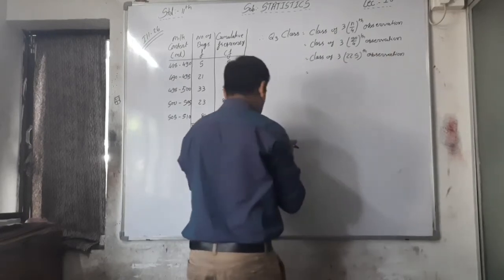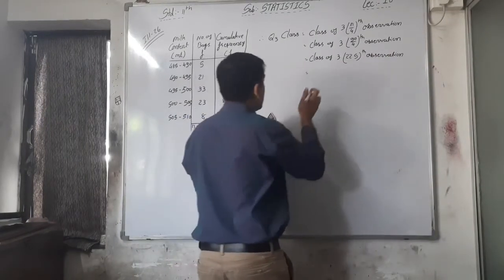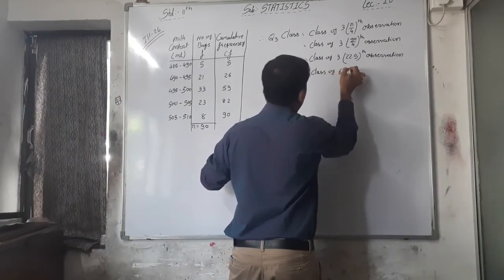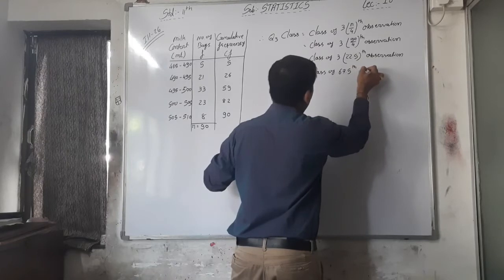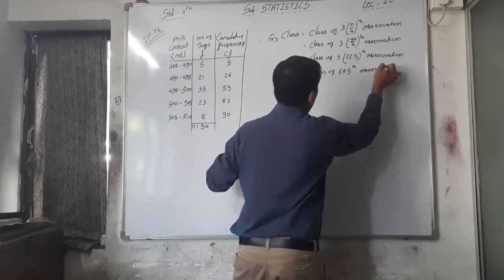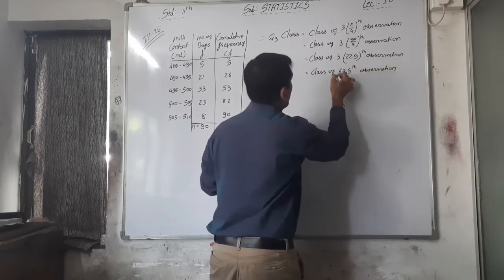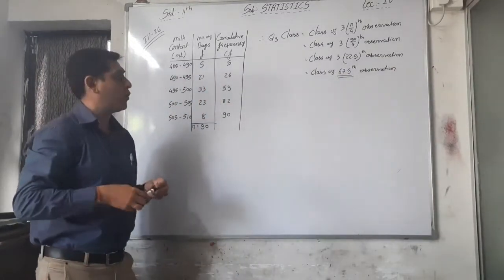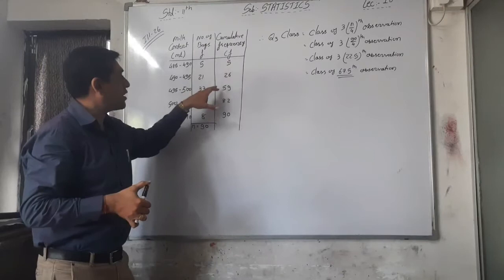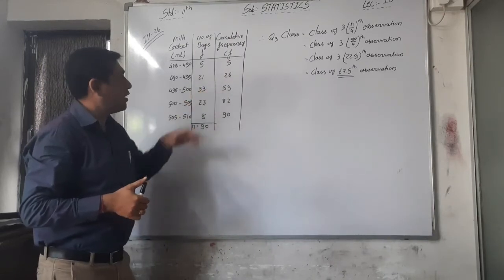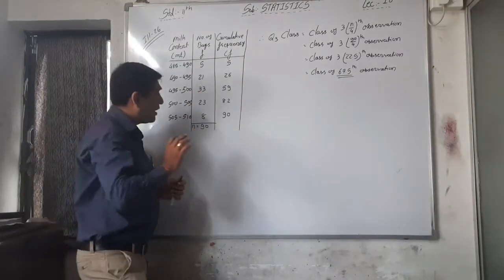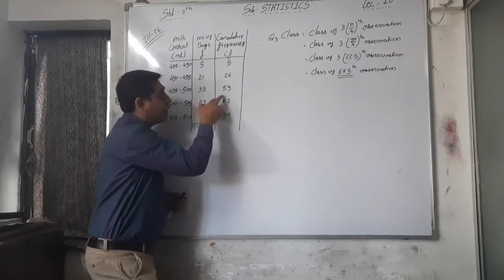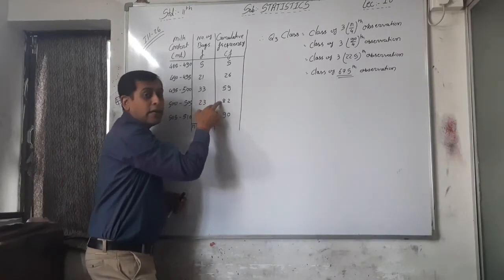And here, 3n by 4 is 67.5, so we need the class of the 67.5th observation. We have to look at this 67.5 in the cumulative frequency column. See here, it lies between 59 and 82, after 59.